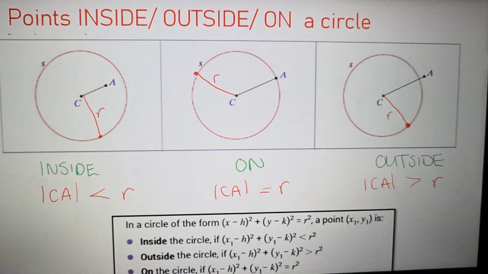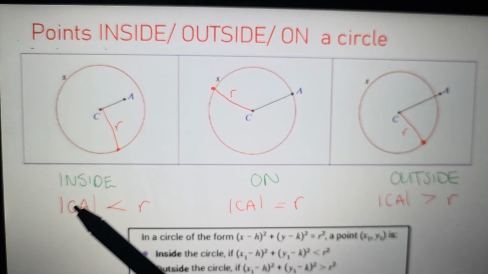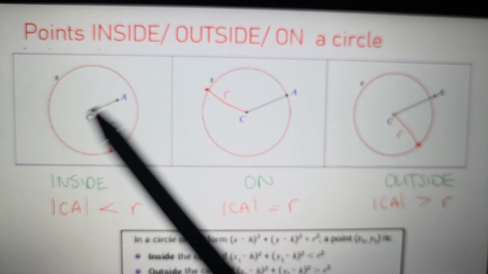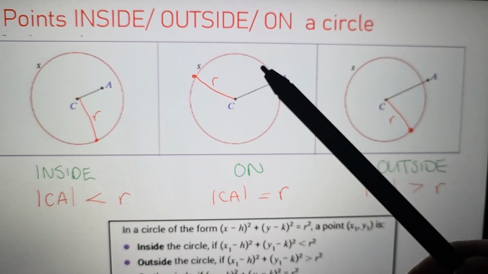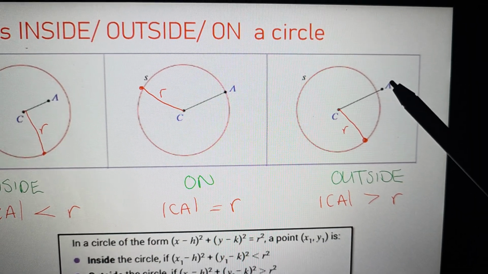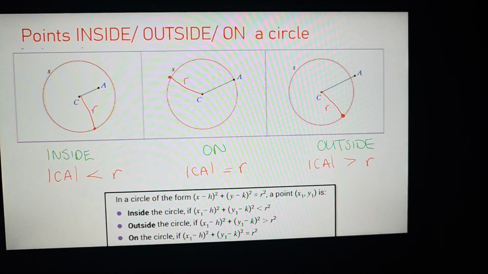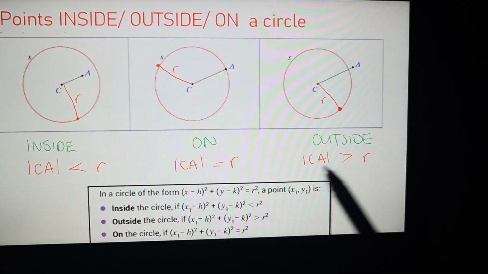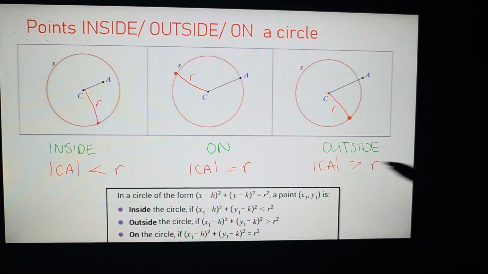Or alternatively, you could use your distance formula. You could get the distance from C to A and see if it is less than the radius. If it is, it's inside the circle. Get the distance from C to A and if it's equivalent to the radius, it's on the circle. And then get the distance from C to A and if it's greater than the radius, well then it must have been outside the circle. So there's two ways of doing it: distance, or else knowing these three inequalities.